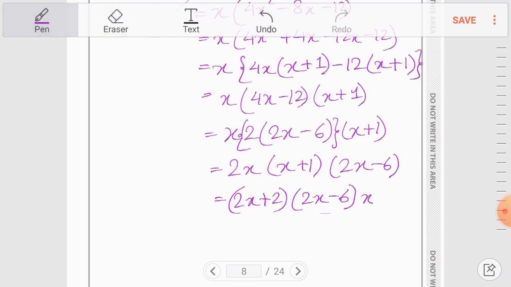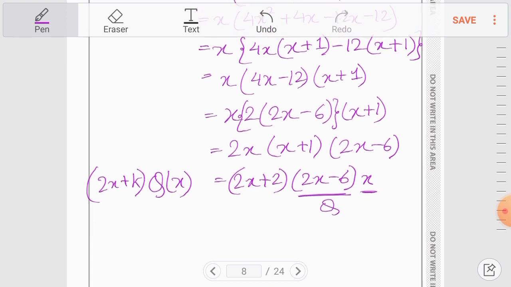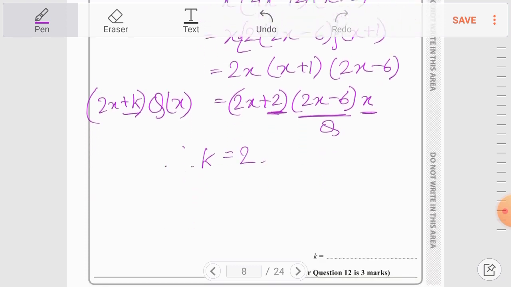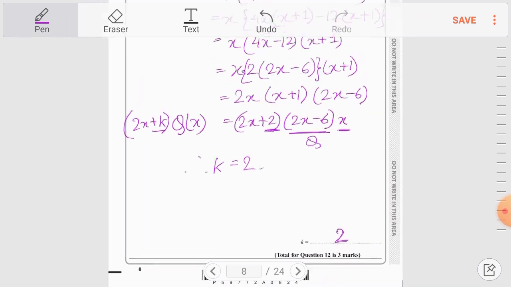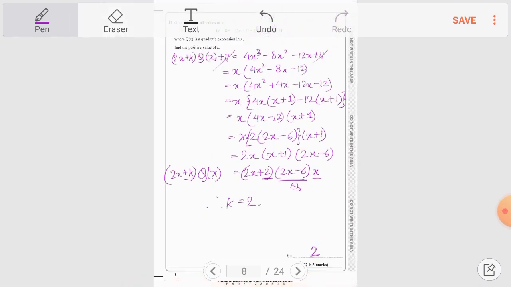Now we can see that it actually resembles the equation we wanted to find, that was 2x plus k, q, which was itself a quadratic expression, and x. It already has an x at the back, and q was a quadratic expression, so we can say that 2x minus 6 was the value for q, and the value for k would then be 2. So we can write k is equal to 2. The value for k would be 2. You can write it over here, k is equal to 2. I hope it was clear enough. Moving to question number 13.